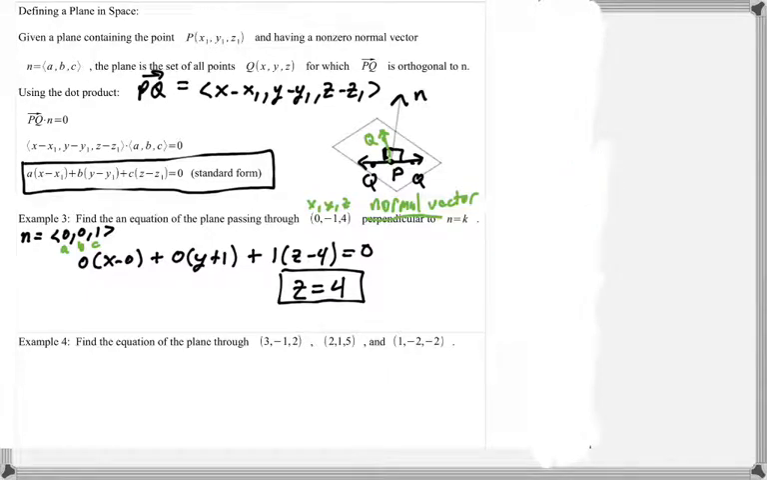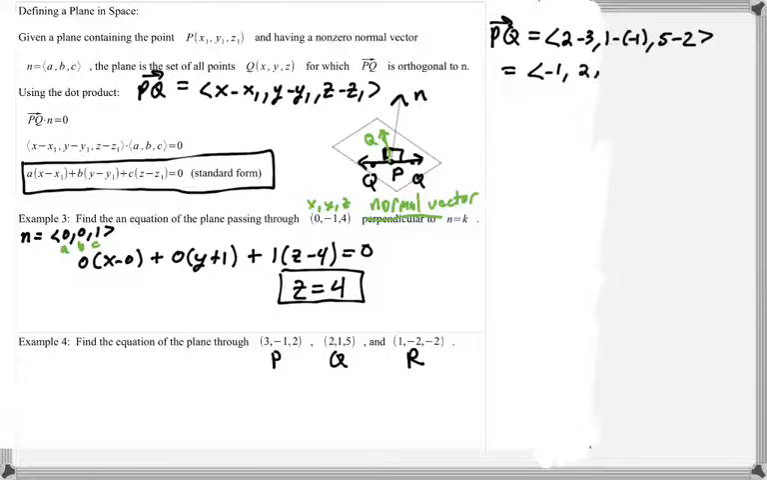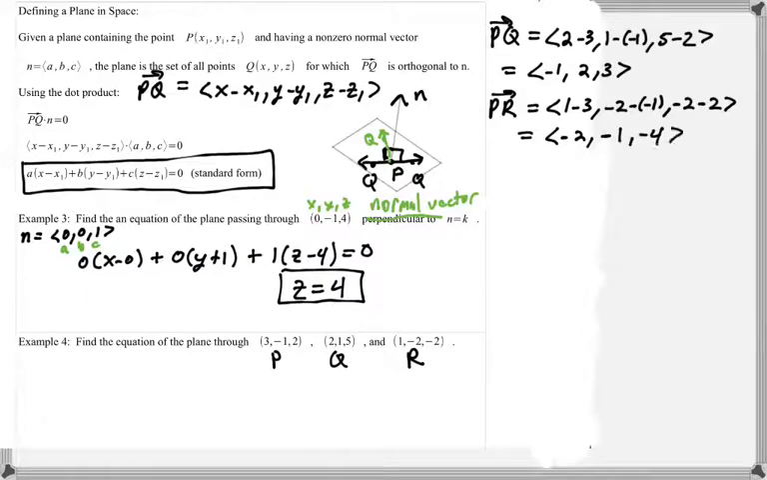Okay, so let's go ahead and do that. So we'll label these points P, Q, and R. And we'll find PQ. Okay, so I'm going to put it in component form. So it's going to be negative 1, 2, and 3. PR, I'm going to put that in component form as well. So it's going to be negative 2, negative 1, and negative 4.